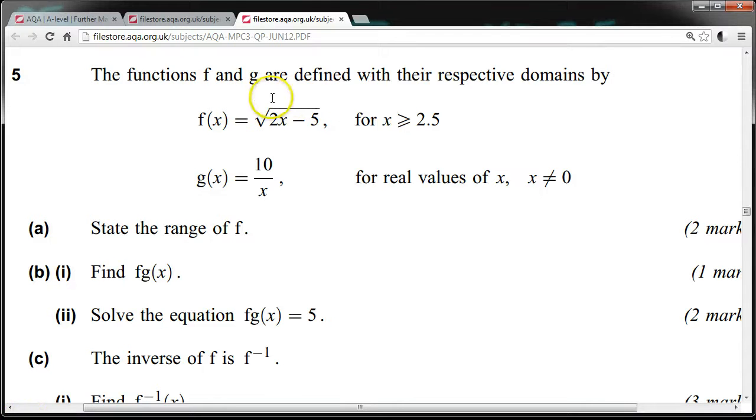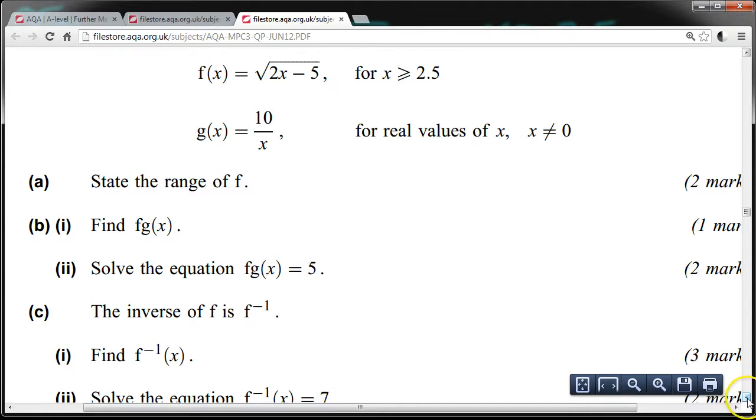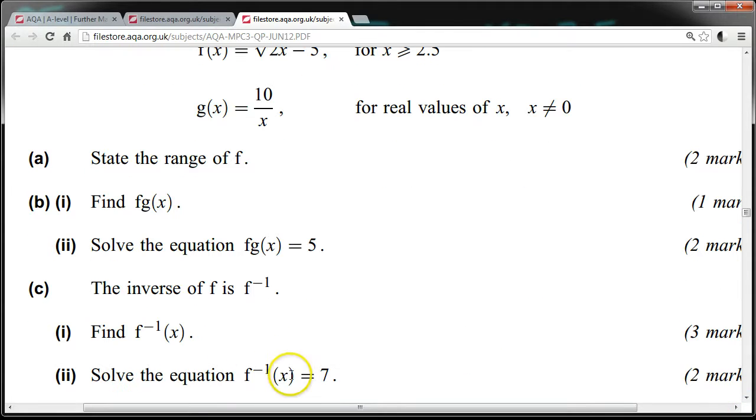The functions f and g are defined by their respective domains, whereby f of x equals root 2x minus 5 for x greater than or equal to 2.5, g of x is 10 over x for real values of x with x non-zero. State the range of f, find f composite g of x, solve the equation f composite g of x equals 5. The inverse of f is f minus 1. Find f minus 1 and solve the equation f minus 1 of x equals 7.